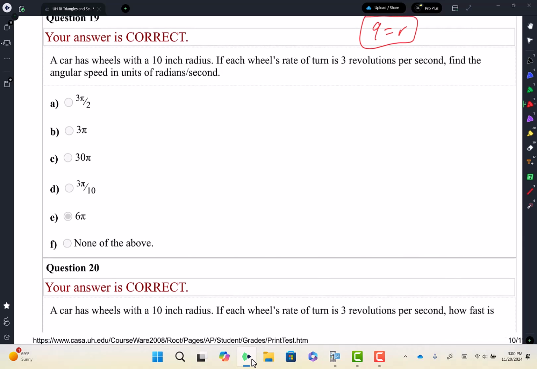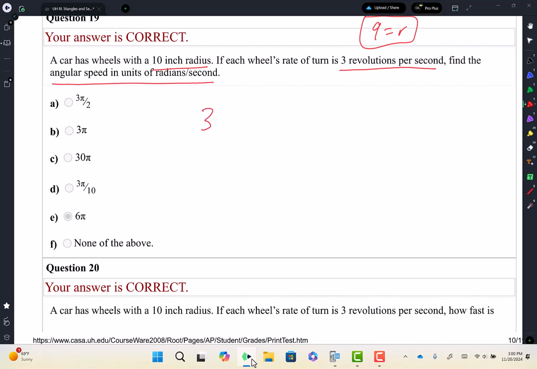All right, guys, come out. We just have two questions, and these are what we've been talking about. A car has wheels with a 10-inch radius. If each wheel's rate of turn is 3 revolutions per second, find the angular speed in units of radians per second. So, guys, I didn't even need the 10-inch radius. By the way, that's a normal vehicle. A normal vehicle has probably rims that are 20 inches in diameter. So you didn't even need that, guys.